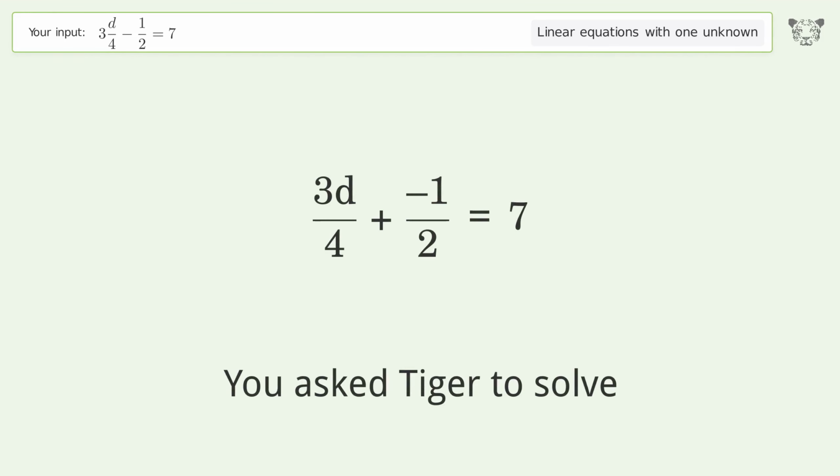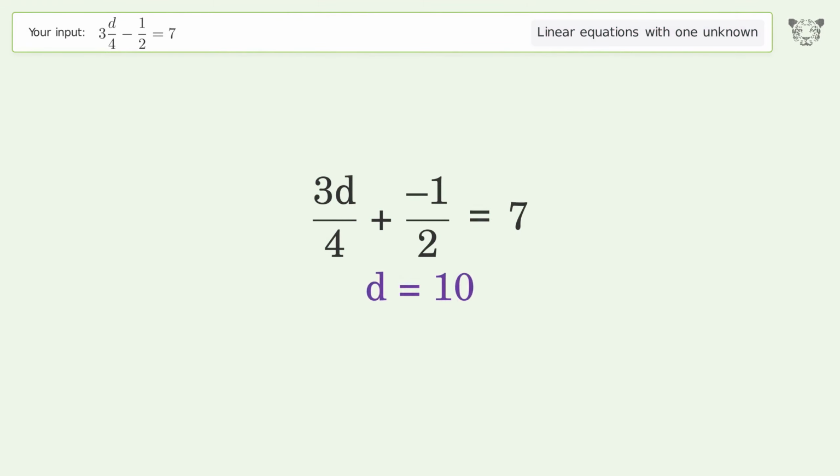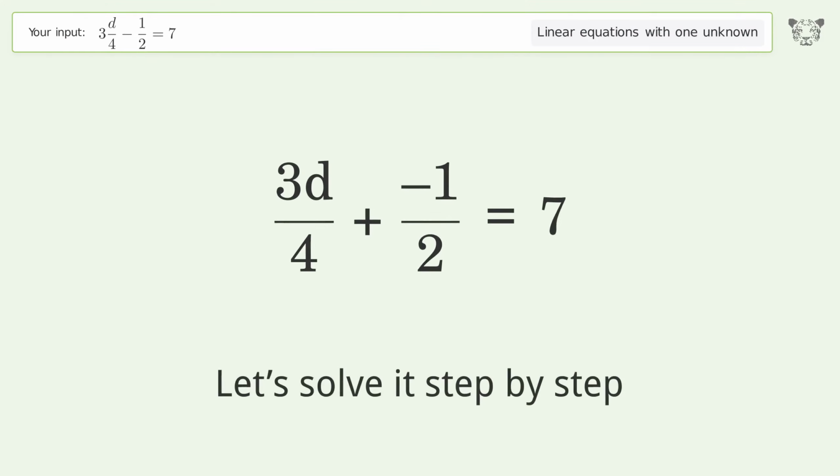You ask Tiger to solve. This deals with linear equations with one unknown. The final result is d equals 10. Let's solve it step by step.